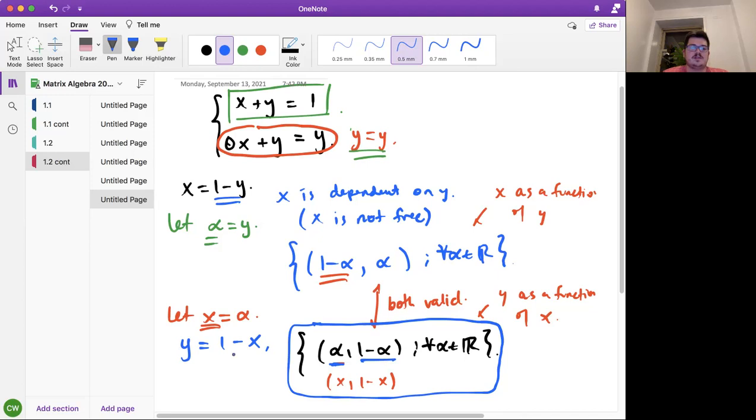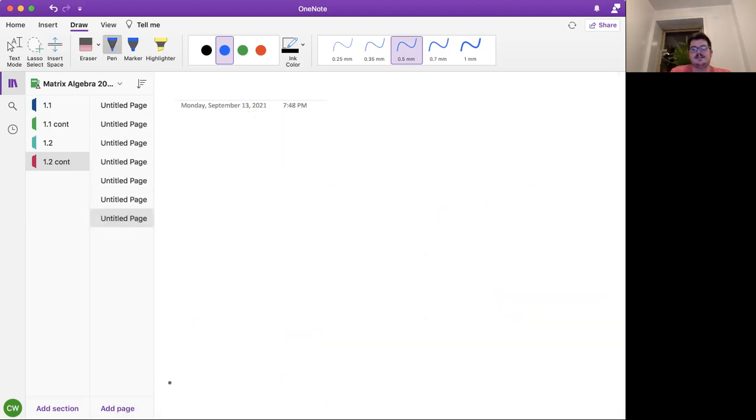Okay, so let's add a dimension of complexity. Just one dimension. x plus 2y, we're going to add another variable, z, is equal to 1, and then negative x minus y minus z is equal to 0.